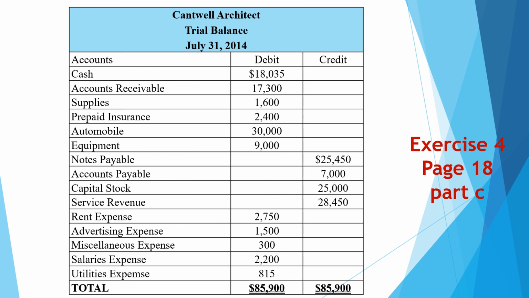Then the revenues: we have service revenues, in credit as well since it has a credit normal balance. Then the expenses, which are rent, advertising, miscellaneous, salaries, and utilities expense. Expenses are in debit since they have a debit normal balance. In this exercise, we don't have retained earnings and dividends, so no need to put them in the trial balance. And finally, we calculate the total of the debit column and the total of the credit column, and the debit and the credit should be equal.